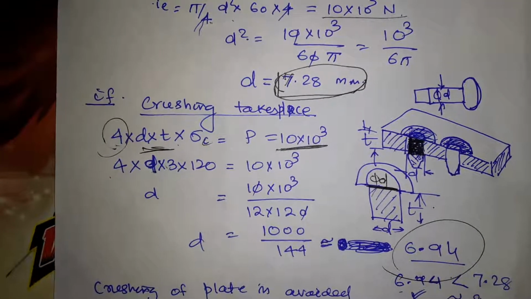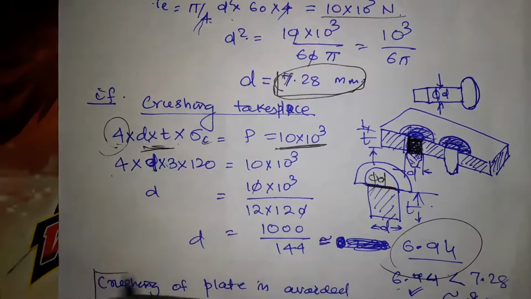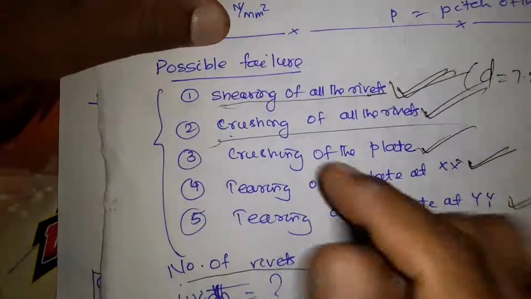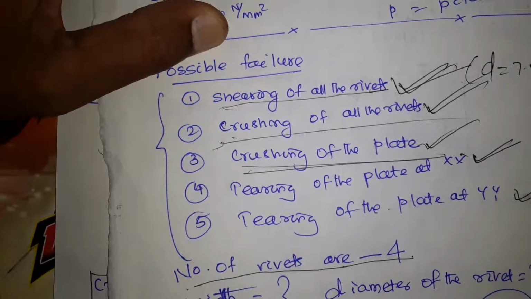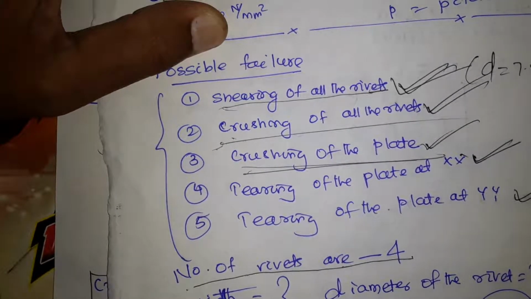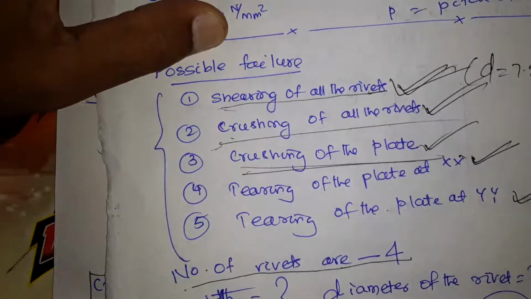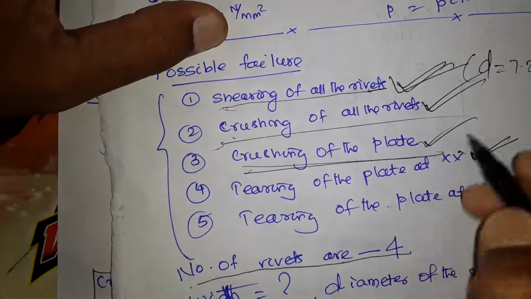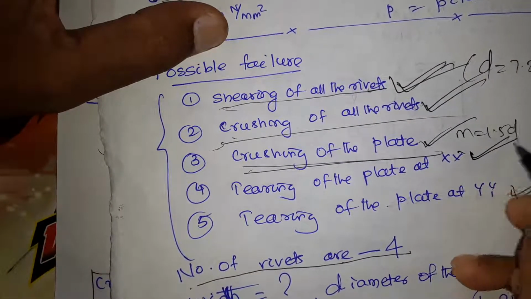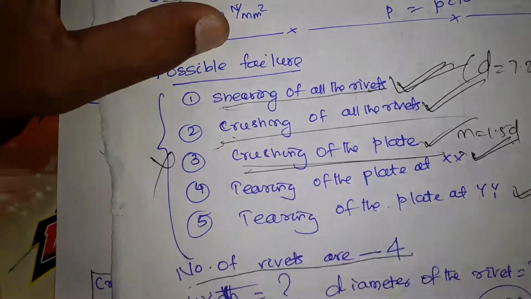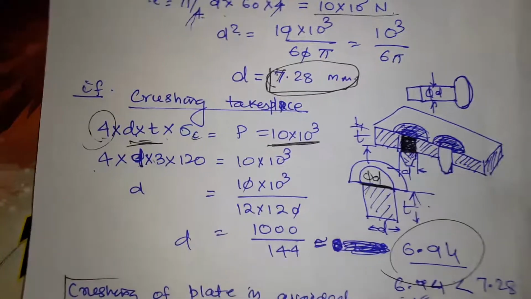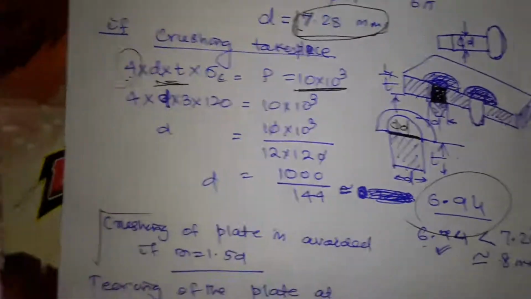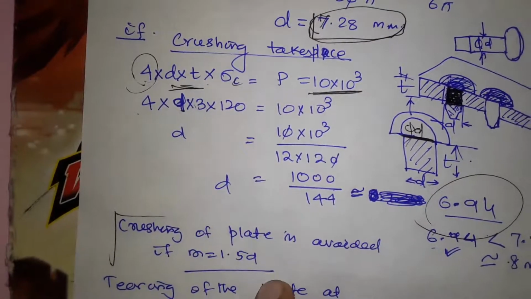But there is another possible failure, the crushing of the plate. This is avoided if you consider the margin m equal to 1.5d. So in this case we take the margin to be 1.5d, so crushing of the plate is avoided and that's why it will not happen again.